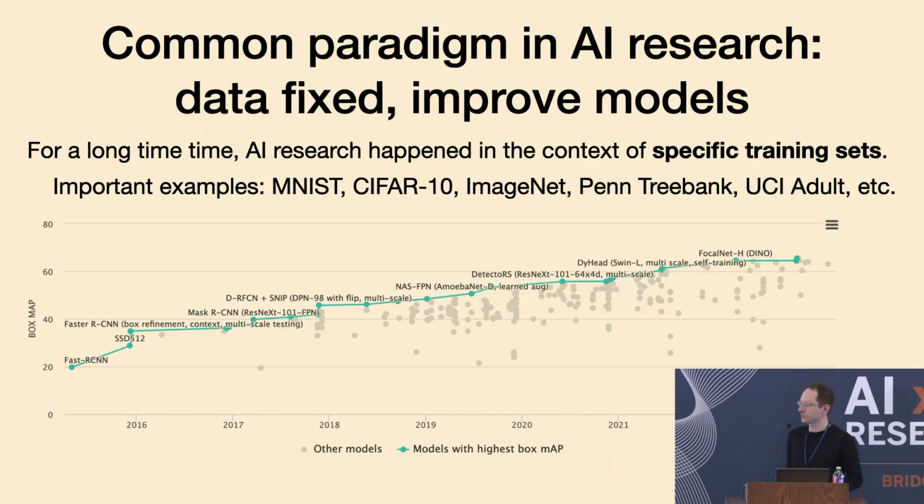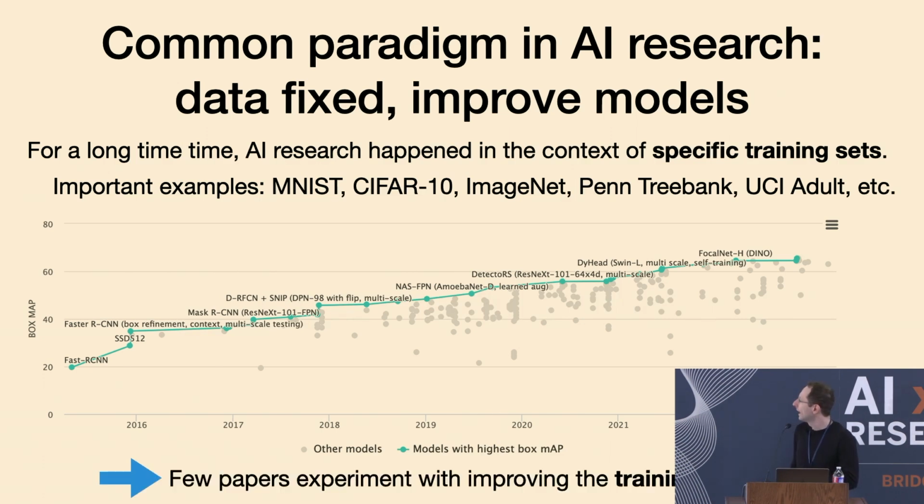There's only one catch with this. In this entire paradigm, the training data always is fixed. I think this is the MS COCO data set, and the whole rules of this game are the training data is fixed, and then you can do whatever you want on the modeling side, on the algorithm side. But because the training data is fixed, in this benchmark paradigm, we never really learn how to build good training sets in the first place.